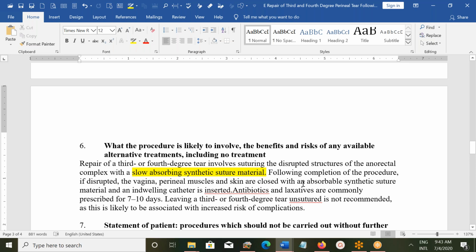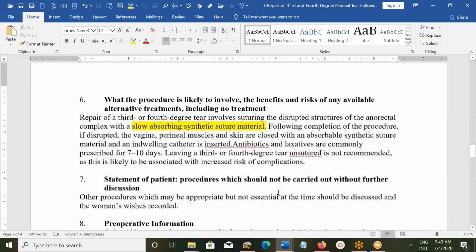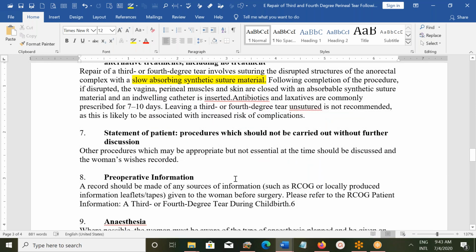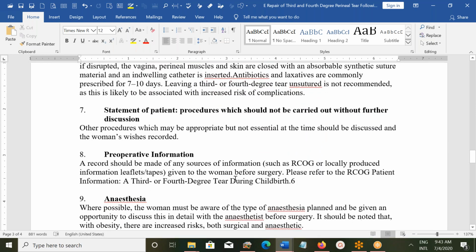Antibiotics and laxatives are commonly prescribed for 7 to 10 days, and leaving the third or fourth degree tear is not recommended and it is likely to be associated with increased risk of complications. Other procedures for which the patient has not consented should not be carried out.